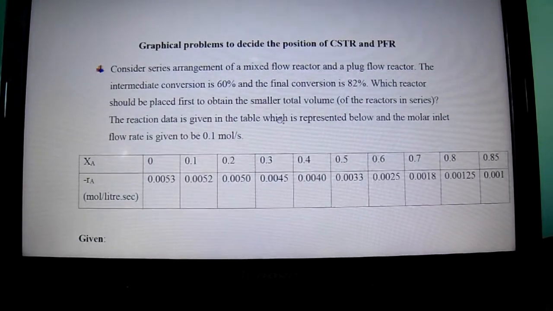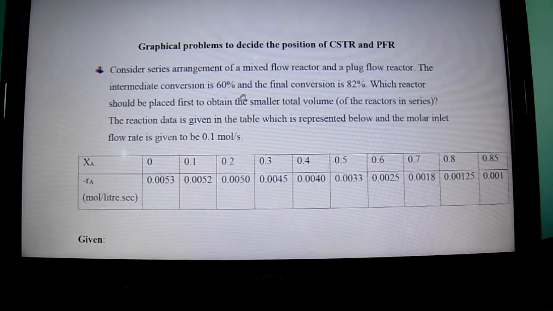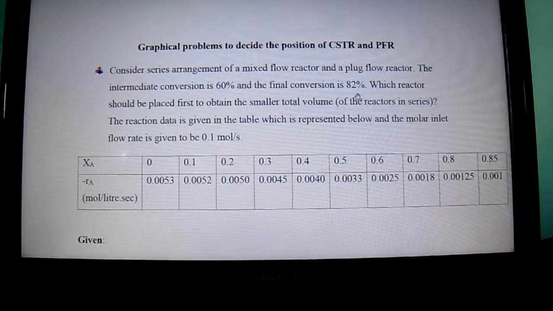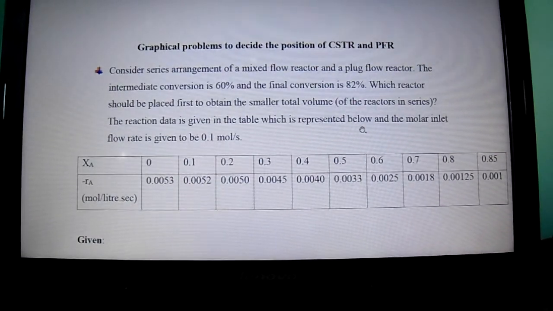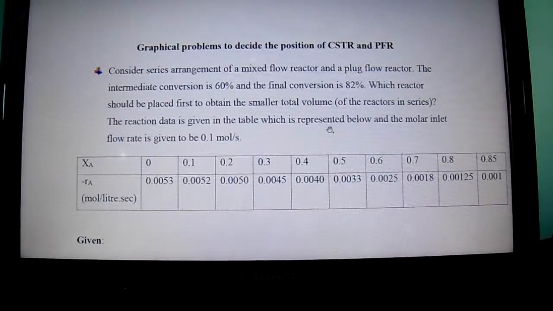Now over here, the question is the same: which should come first, whether it's a CSTR or a PFR. The change in the question is that the intermediate conversion is 60 and the final conversion is 82. Rest of all the other things are the same. Even the data given is the same. We are just changing the conversions.